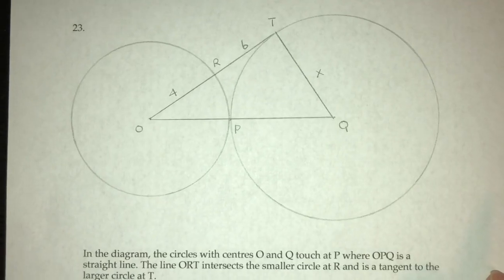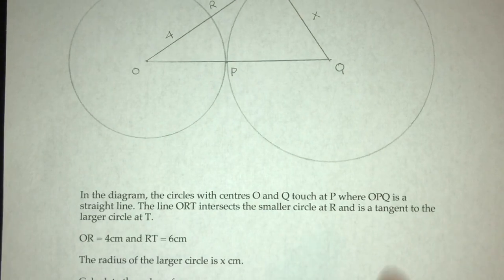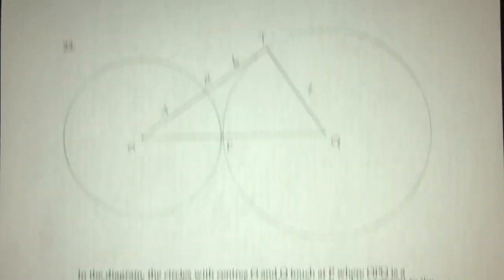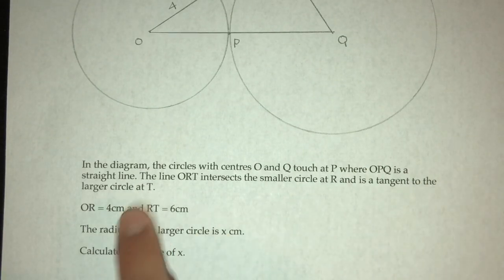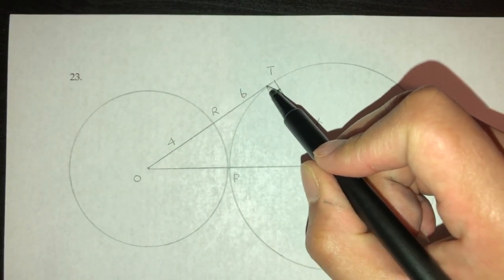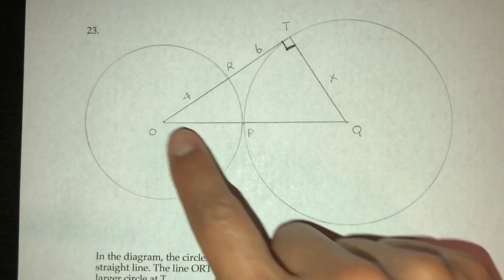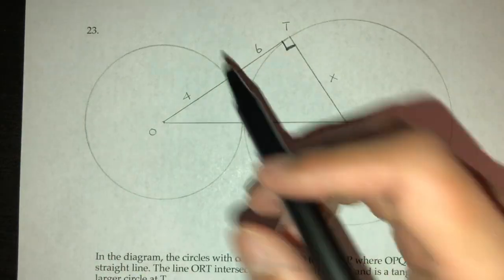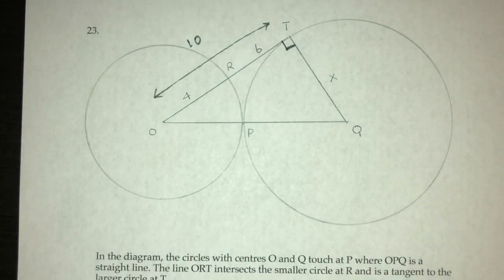Let's move on to question number 23. So here we have a diagram. We have a circle with center O and Q, touches at a point P. This is the point P. And OPQ is a straight line. Okay, that's good to know. And the line ORT intersects the small circle at the point R, and is a tangent to the larger circle at point T. So pretty easy. Once you know they are tangent, you know that this has to be 90 degrees. Okay. Now OR is 4. This is 4. And we have RT is 6. So together, that has to be 10, right? And what else do we know?